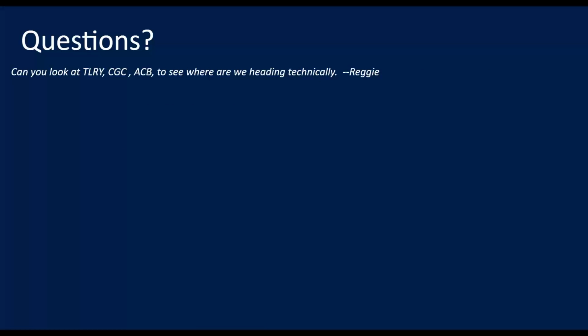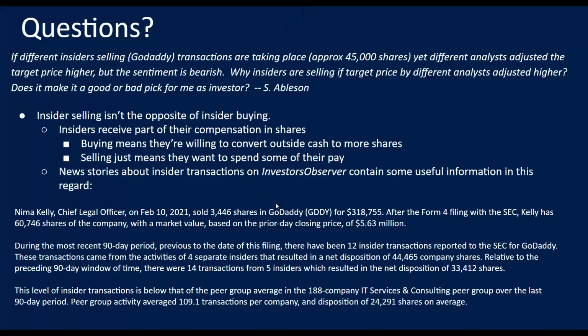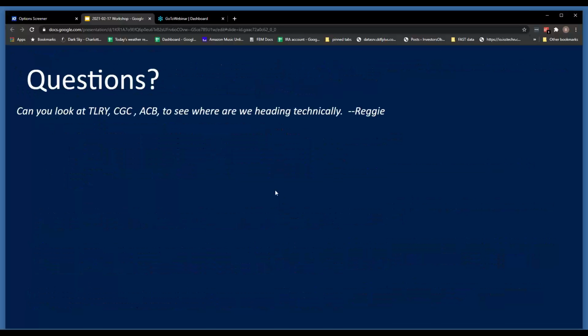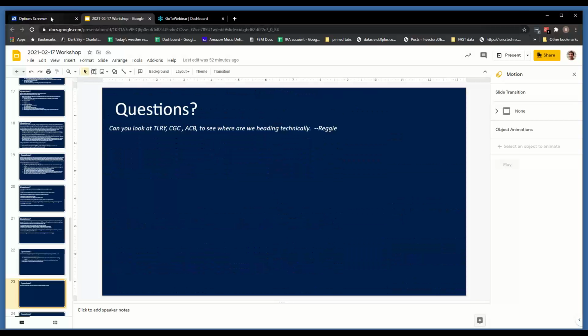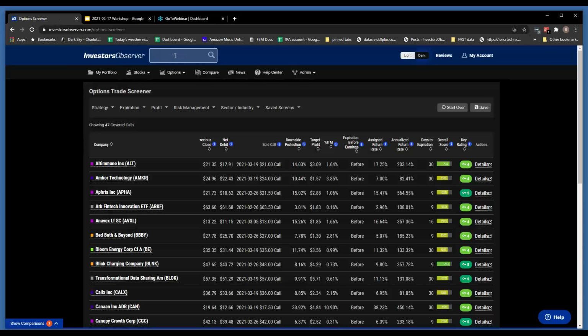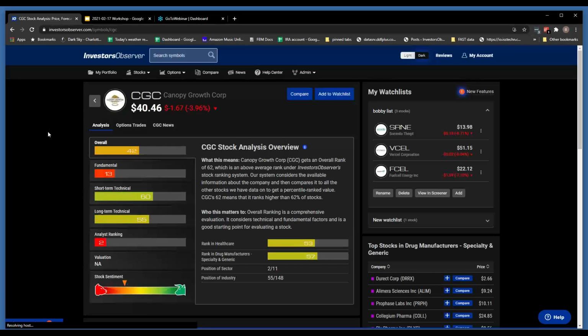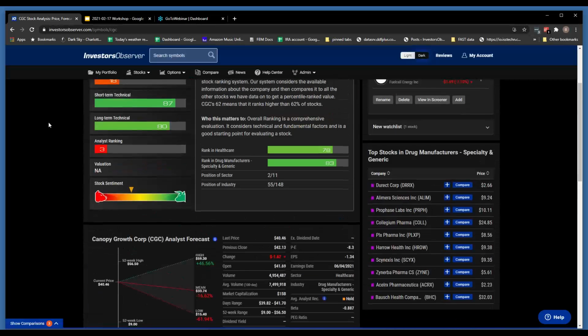All right, look at Tilray, CGC, ACB to see where we're heading technically. I'm going to look at probably one of these just because of what time it is. And they're pretty well correlated, so there isn't usually a whole lot of difference. I'm going to look at one that's not Tilray, though, just because that merger makes a difference.